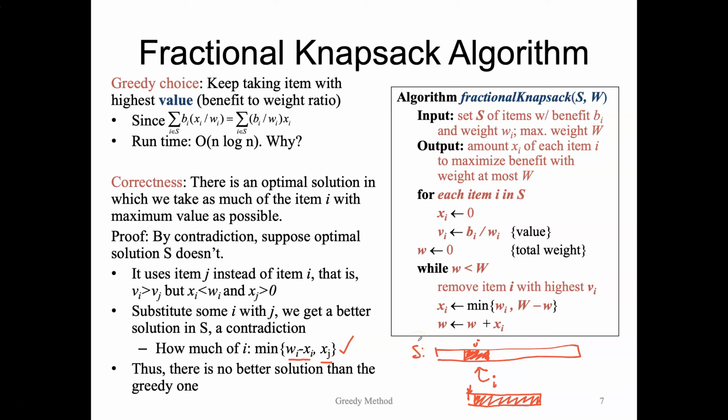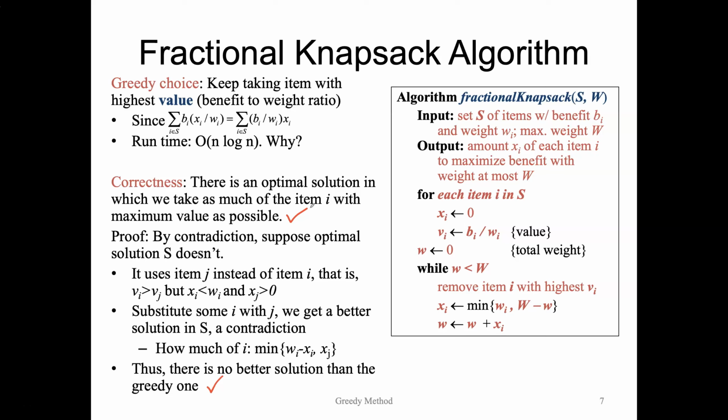So it shouldn't be possible that we can get something which is even better, because that would mean what we started with wasn't an optimal solution. So this finishes our proof by contradiction, which means that we have correctly proved our claim that there is an optimal solution where we take as much of the item that has the largest value as possible. And this is what our greedy choice is.